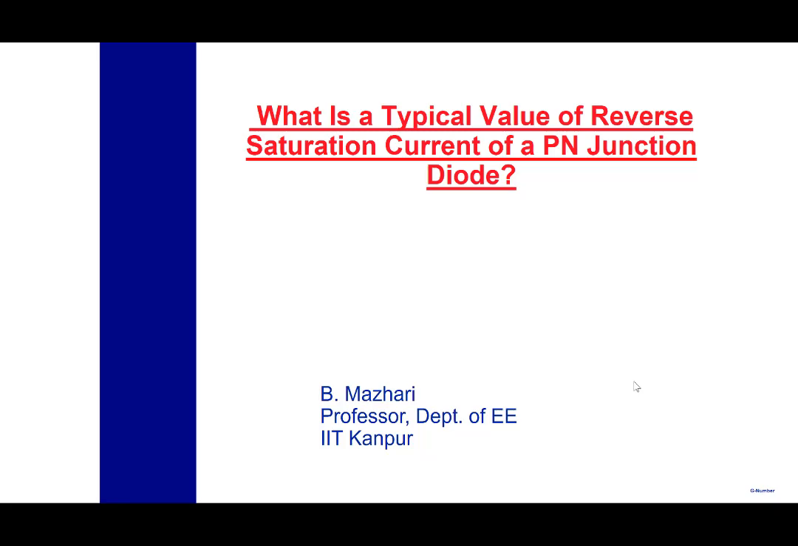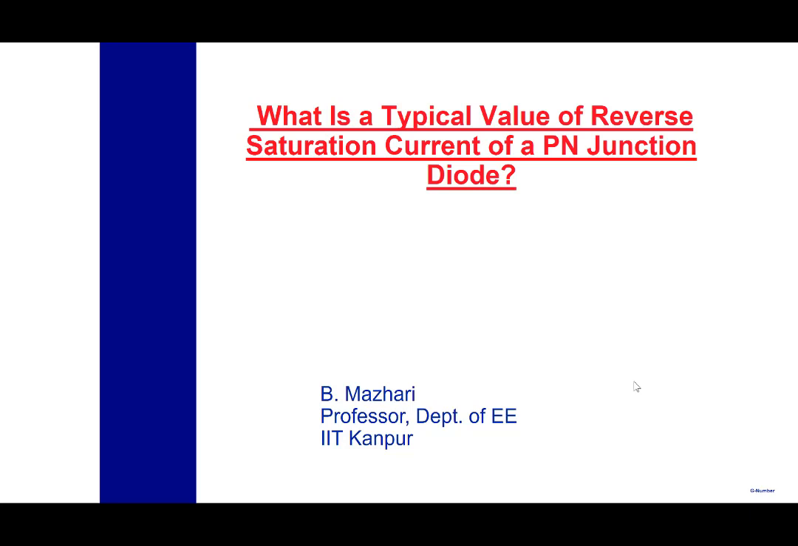There are a couple of misconceptions that many people carry regarding a few things about a diode. It's a simple element, but there are quite a few misconceptions. One of the misconceptions associated with the PN junction diode is: what is the typical value of reverse saturation current?